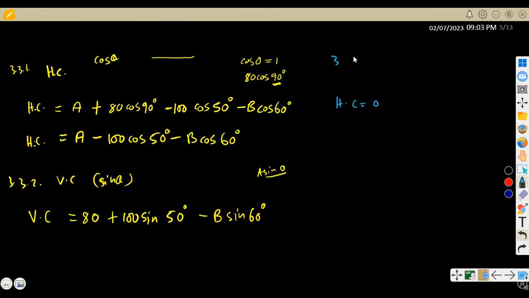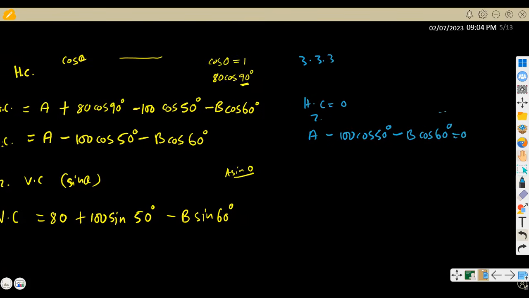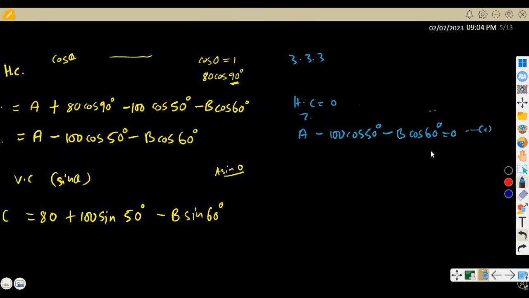So this is 3.33. The horizontal component must be equal to 0, so the whole of this equation is supposed to be equal to 0. That's A minus 100 cos 50 degrees minus B cos 60 degrees must be equal to 0. So we've got our first equation. We move on to the second equation. The vertical component also must be equal to 0.